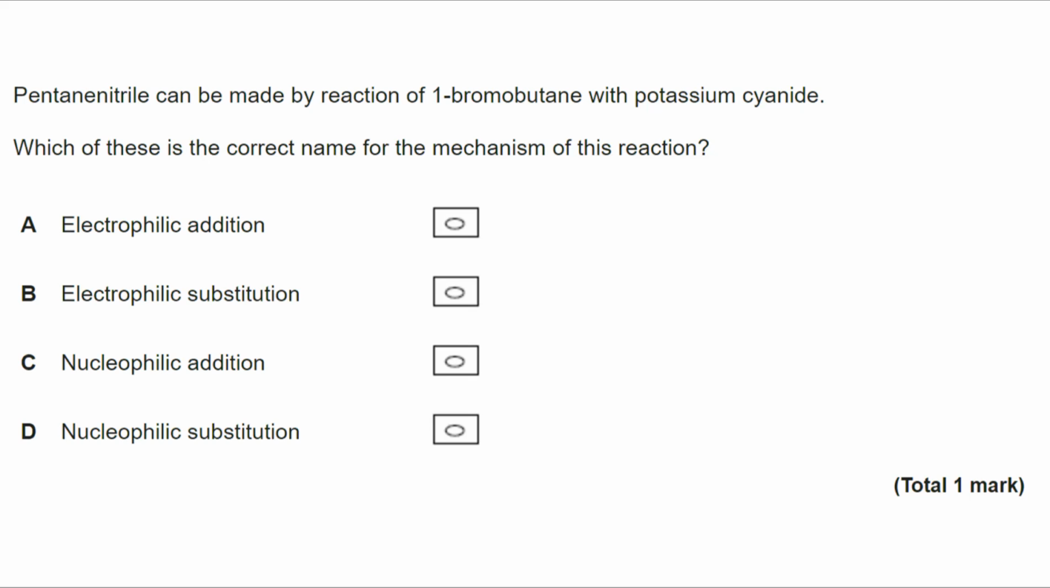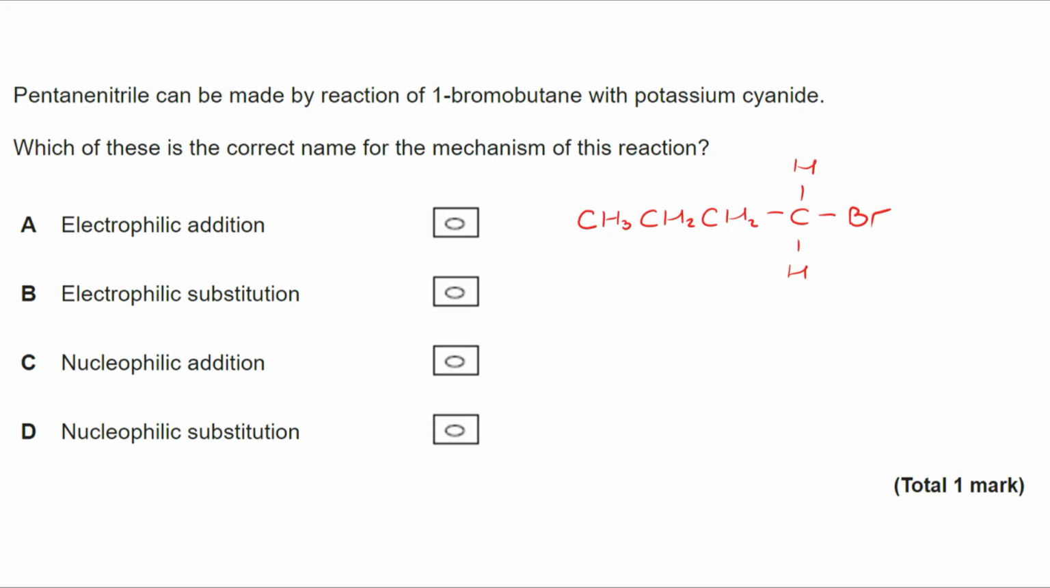We've got pentanenitrile here, can be made by the reaction of 1-bromobutane with potassium cyanide. What type of mechanism is it? I'm going to point out the magic E here, pentanenitrile. That E is absolutely vital. It will be underlined in mark schemes. You have to have it there. Pentanenitrile without the E will lose you a mark if you were asked to name it. But let's take a look at the question as it actually stands.